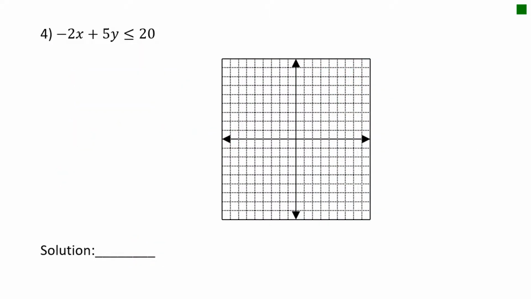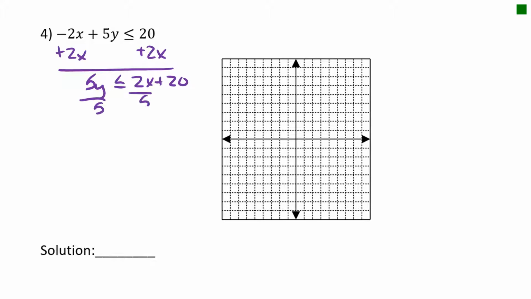Okay, got to get the y alone. So I'm going to add 2x to both sides. 5y is less than or equal to 2x plus 20. Divide by 5. I get y is less than or equal to 2/5 x plus 4.